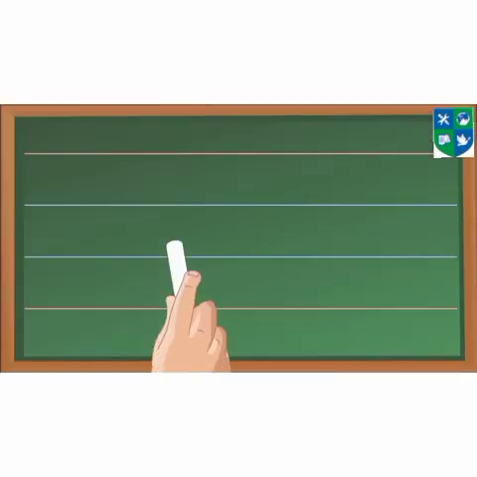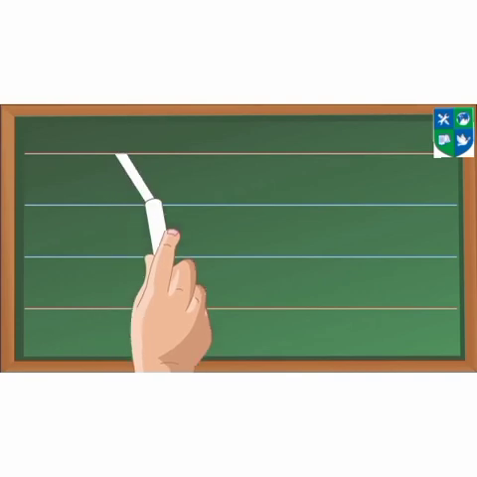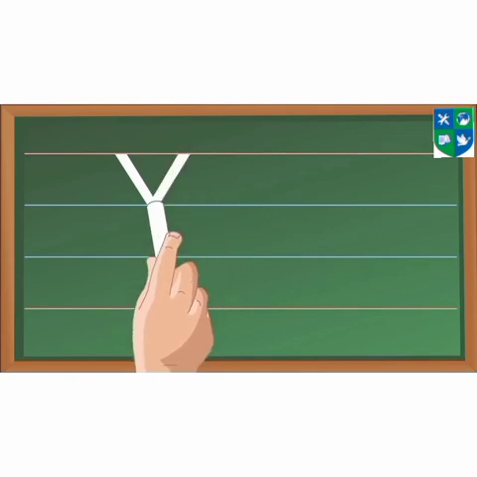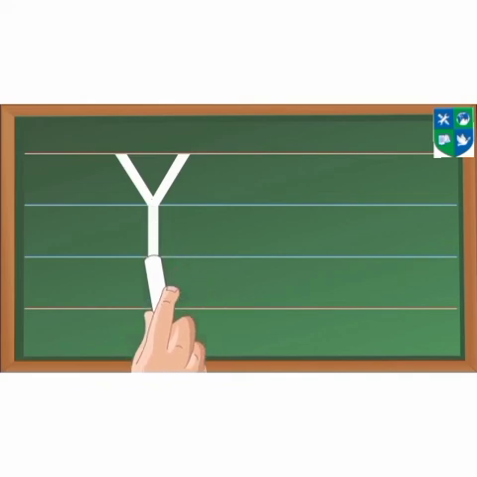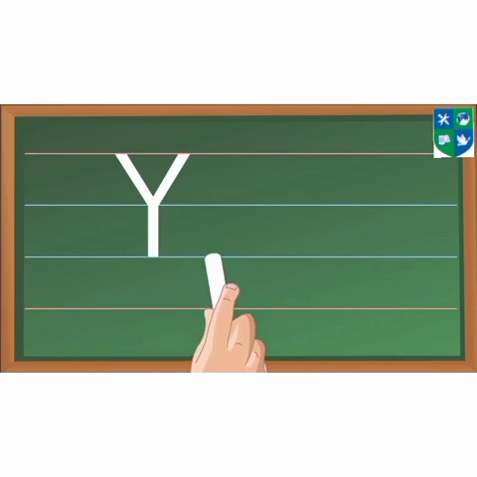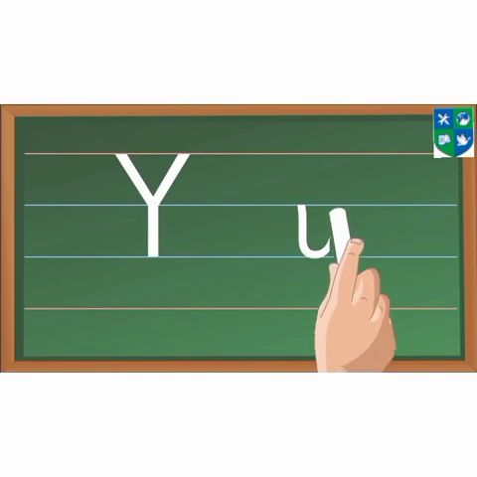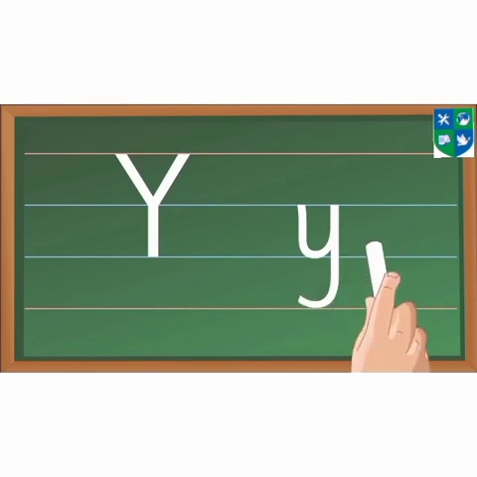Capital Y. Start from the top and make a slant down to the right till the middle. Go to the top again and now make a slanting line down to the left till the middle. From the meeting point of these lines, draw a standing line to the bottom. Small y. Start from the middle and draw a standing line till the bottom and then slightly curve upwards. Again, go to the middle and make a standing line down below the bottom and end with a backward curve.